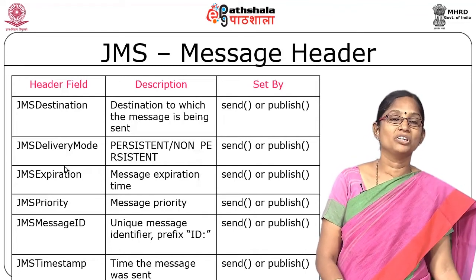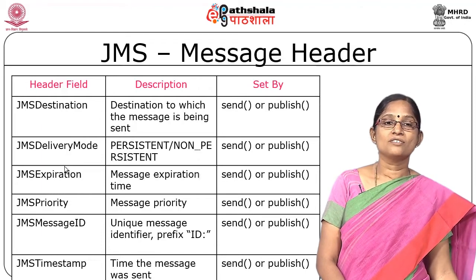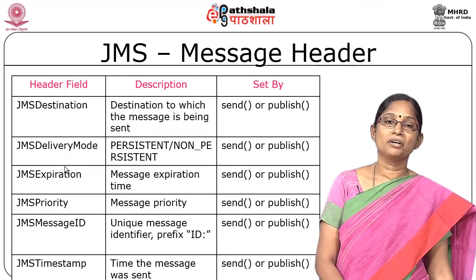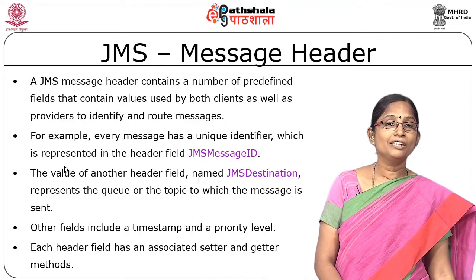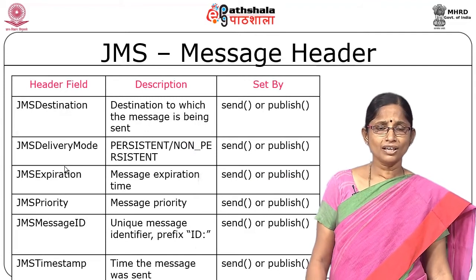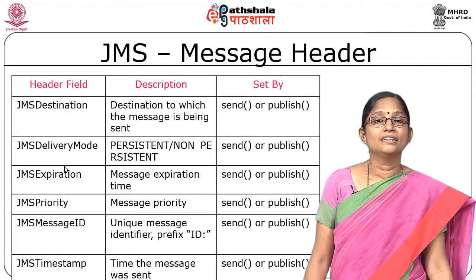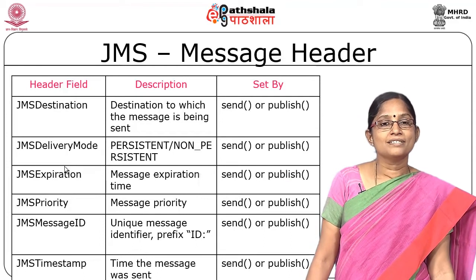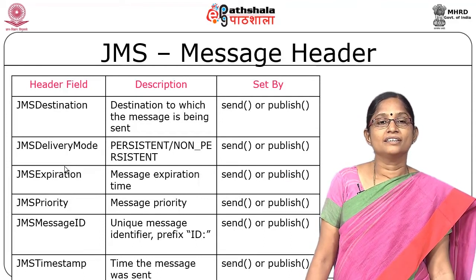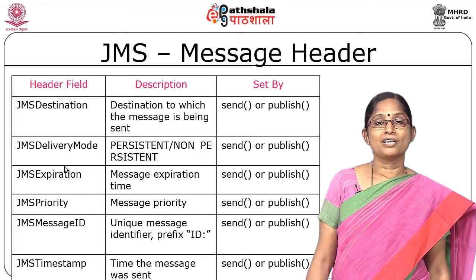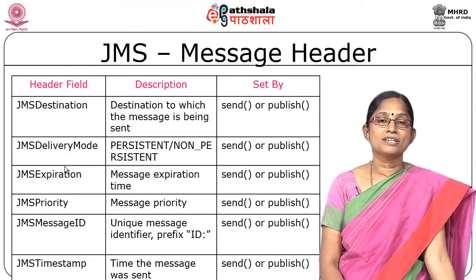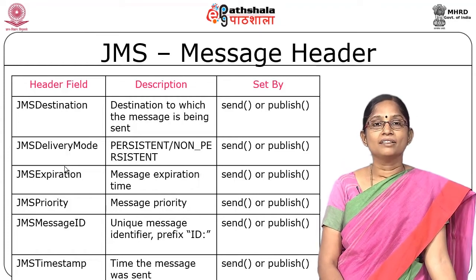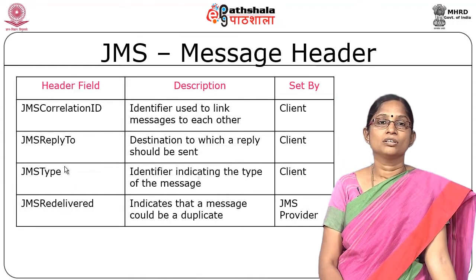Then priority we can set, that is done using the JMS priority header field, whether it is a high priority message or a low priority message. Then JMS message ID, which I told you already is a unique message identifier and it should be prefixed by the term ID. Then JMS timestamp. Timestamp tells the exact time when the message was sent by the sender. So, all of these header fields can be set only by using the send method or publish method.